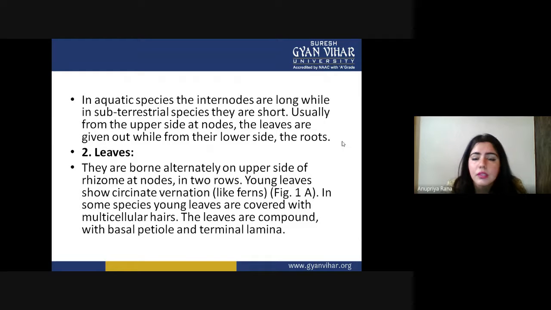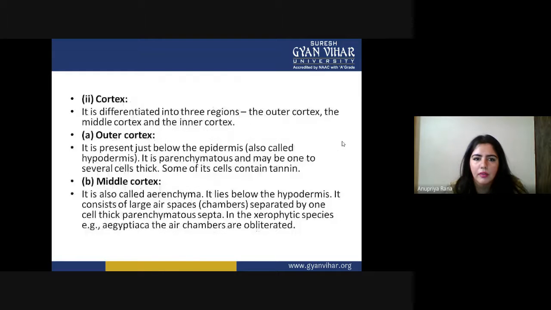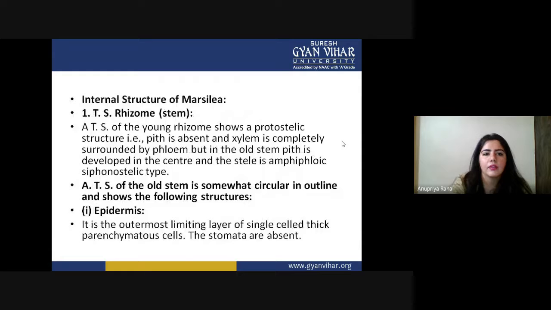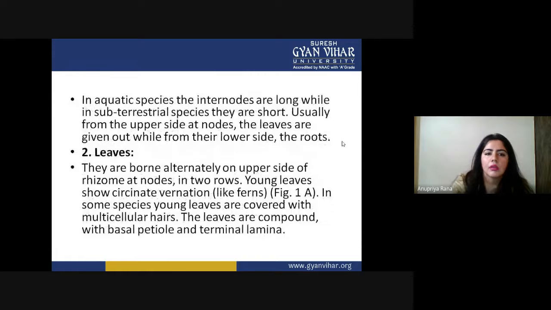So we just take it from the rhizome that leaves have to be present on the nodes. Young leaves show circinate venation like ferns. Circinate venation means they have a folded condition. I think I have a diagram here. Here we go. So when the leaves have this quite fold in them, they can be called circinate venation, and this is a characteristic feature of the fern.